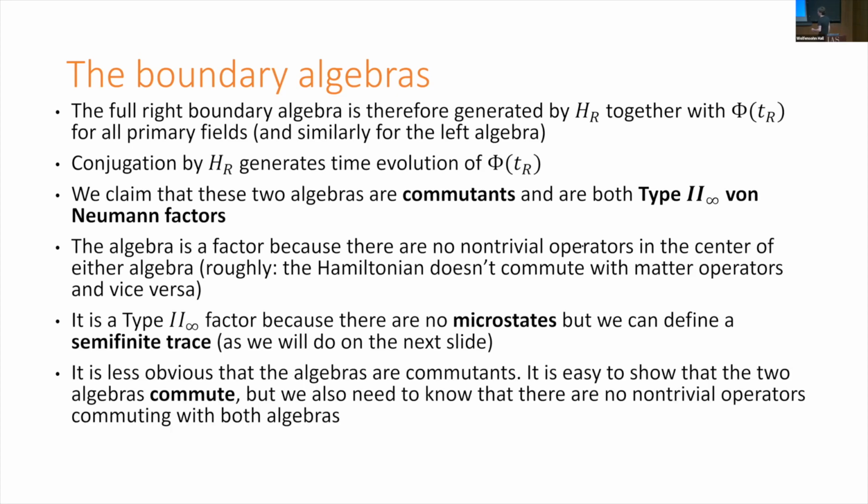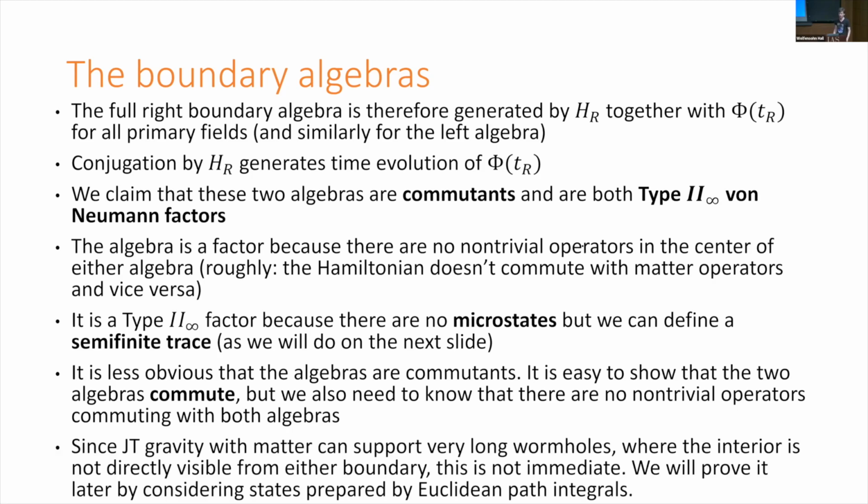The final claim is that the two algebras are each other's commutants. So this is somewhat less obvious, actually. It's sort of manifestly true that the two algebras commute. You can check that very easily. You might also wonder whether there are some other operators that commute with both of them. And in particular, with JT gravity with matter, we can have arbitrarily long wormhole states, where there's stuff in the middle that can't be seen from either side. So it's very non-obvious that this is true. I'm going to give an argument for it in a little while that will involve going to a Euclidean picture. Hopefully I have time.